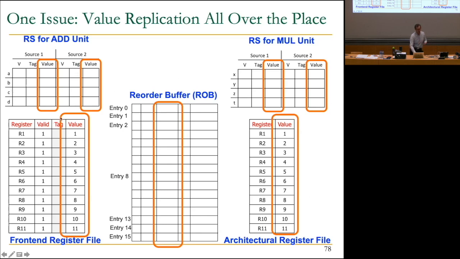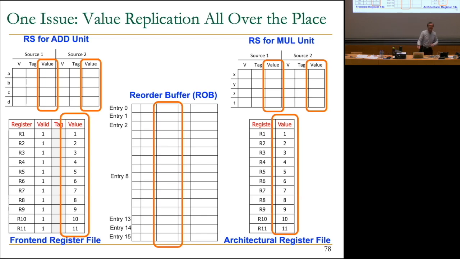So if the sizes of these structures are relatively large, this value replication can be huge, actually. So imagine reorder buffers on the order of 1,000, let's say. Today, we're marching towards there. Imagine reservation stations on the order of 1,000 also. So 2,000 times 64-bit values. So 64-bit values are actually quite large. So there's actually a huge amount of value replication.